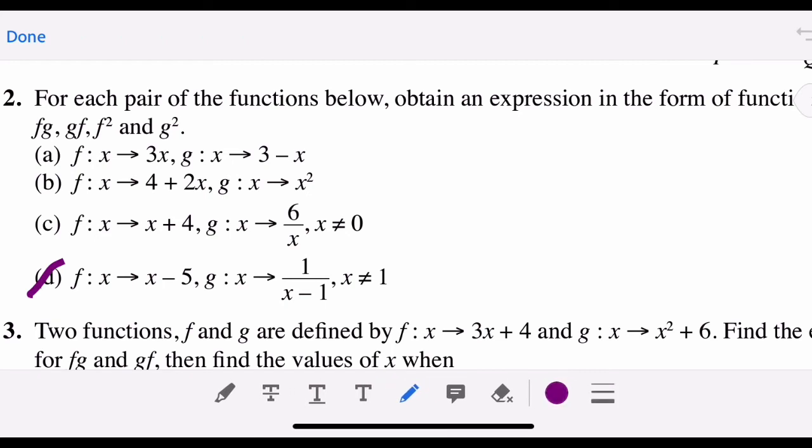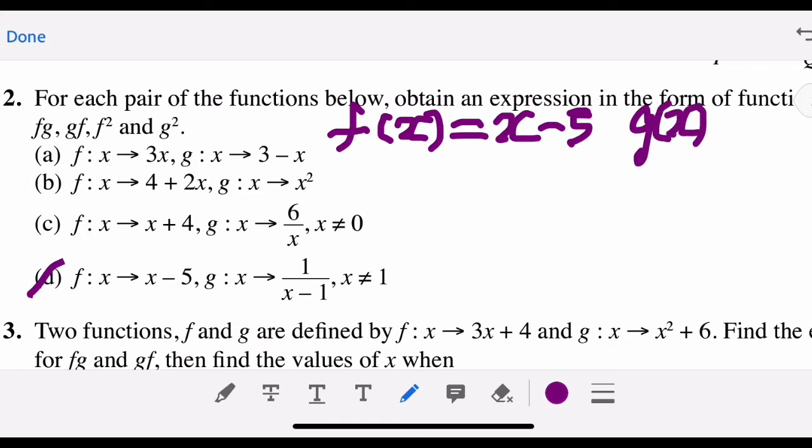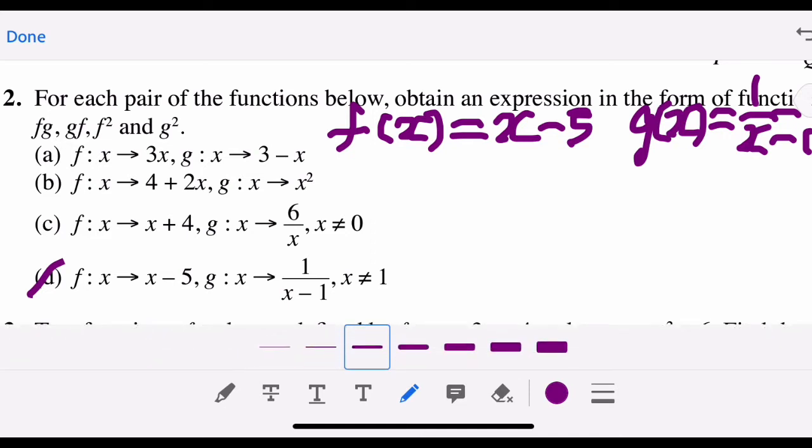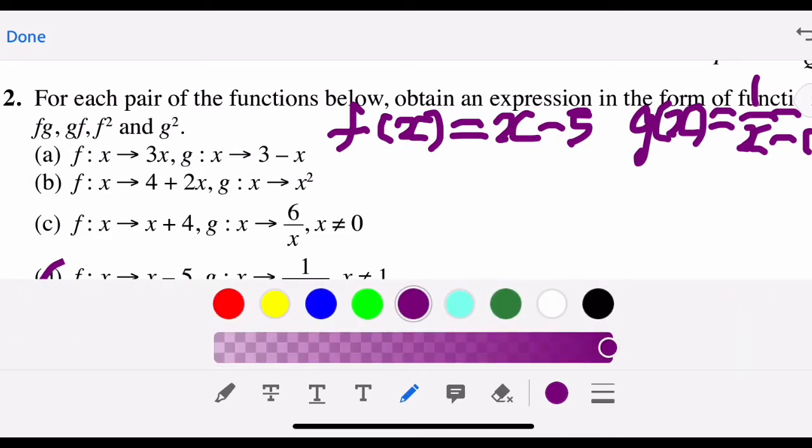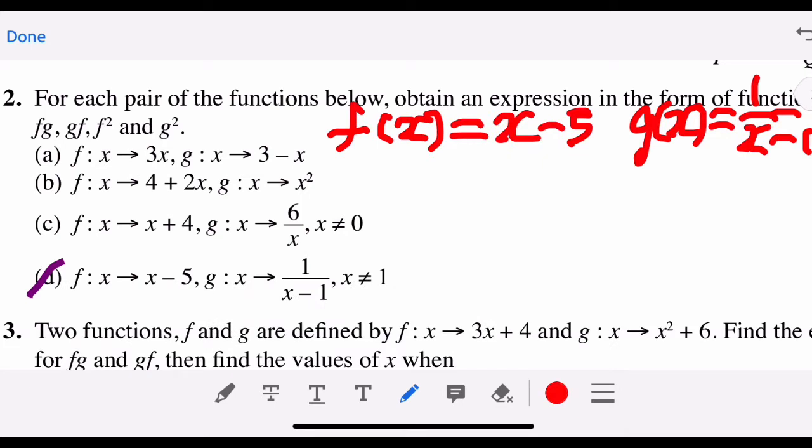So for f is a function. You are given f(x) equal to x minus 5, right? And for g(x), you're given a fraction. So as I say, fraction is a bit challenging to you. Okay, this is fraction. So I think many of you will have problems when it comes to fractions, right? So it's okay, let's do fg. So I'm going to do fg.